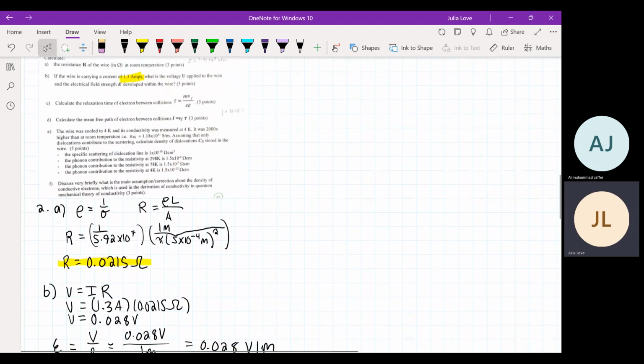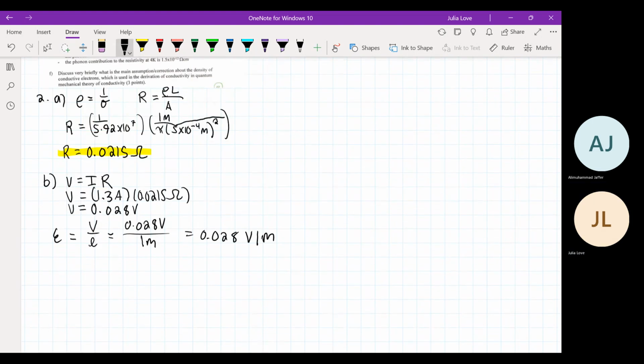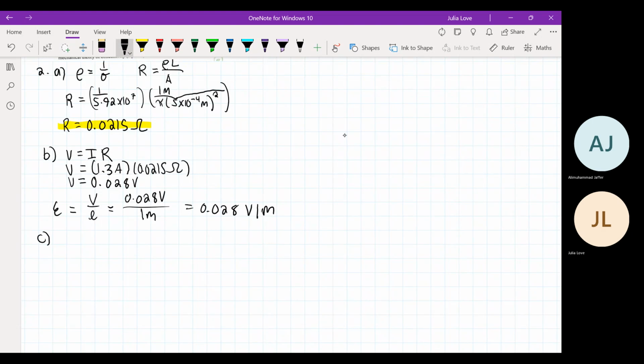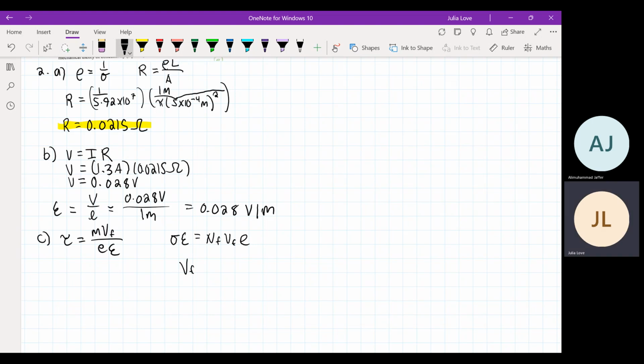Okay, and then part C is asking for the relaxation time of electrons between collisions, and you're also given this formula up here, which we will use. So here we're given that this relaxation time is equal to this formula. However, we don't have all of those values, but we do have this relationship as well, so that we can replace the v_F in terms of things that we already know and are given in the question.